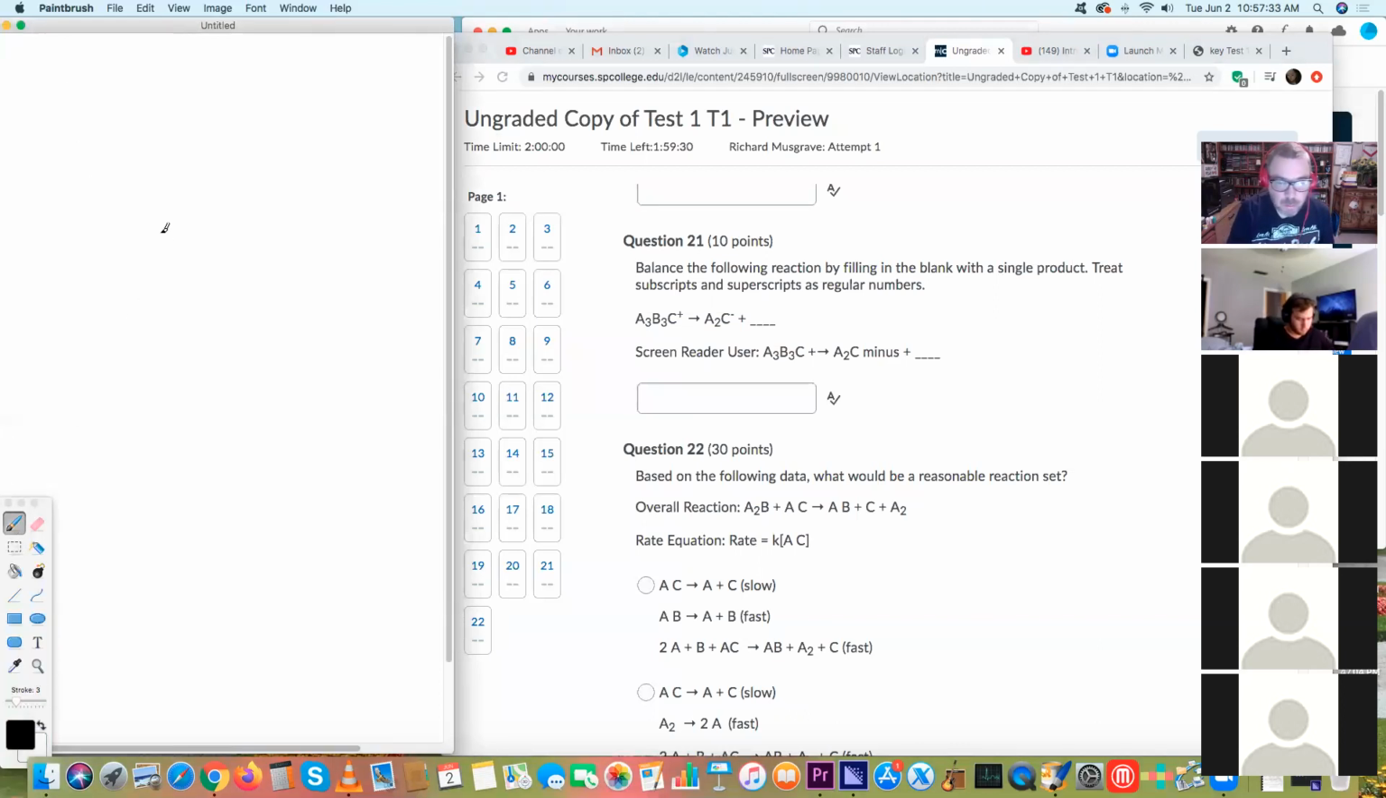Okay, so we've got our rate equation here. It's AC. Now, what I want you to see here is, well, this is AC. AC is a reactant, so we know that the slow step must be the first step because it doesn't have to be made from anything.